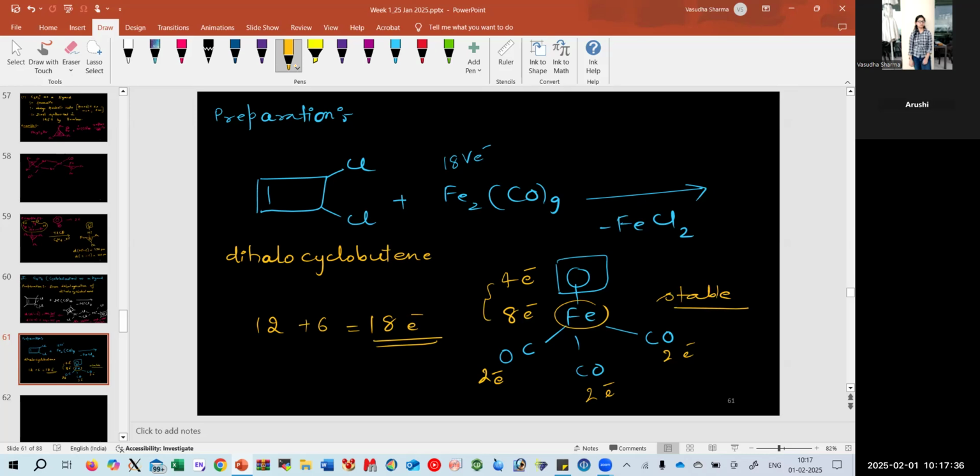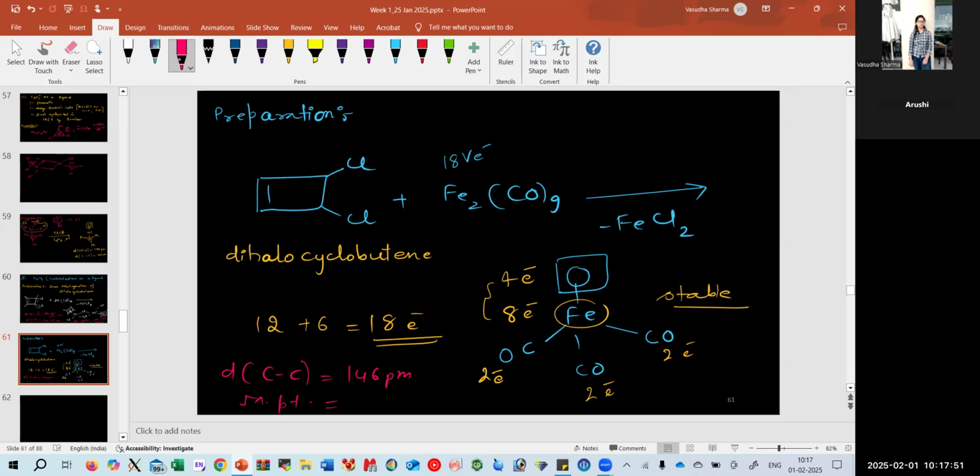So this is a stable complex. And here also, you need to say this is a planar ring. Therefore, the C-C bond is 146 picometer. The melting point of this particular system is 26 degrees, that means it will melt at room temperature itself. And the structure is diamagnetic. So that is an important feature for this particular complex.